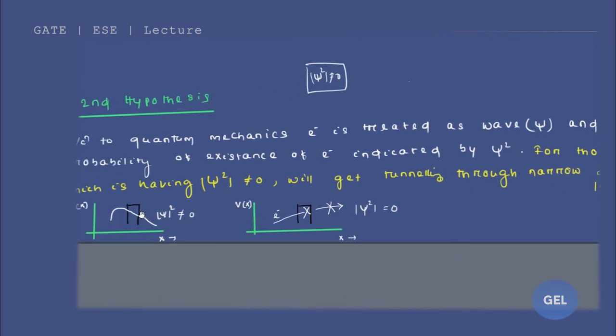That means if you make a graph of voltage versus length of the semiconductor, those places where your psi square is not equal to zero mean there is availability of electron. This is your depletion layer, okay? Now this side, the availability of electron is there. That means we got psi square not equal to zero, so the electron tunneled through this depletion layer. Where we got psi square equal to zero, the electron couldn't tunnel through this depletion layer.